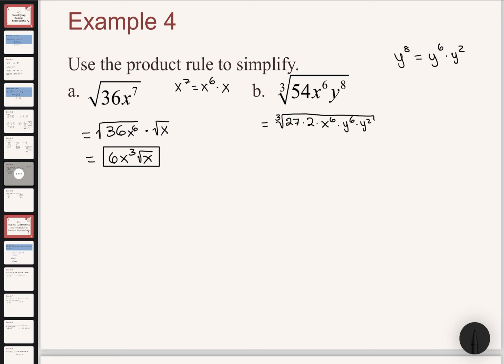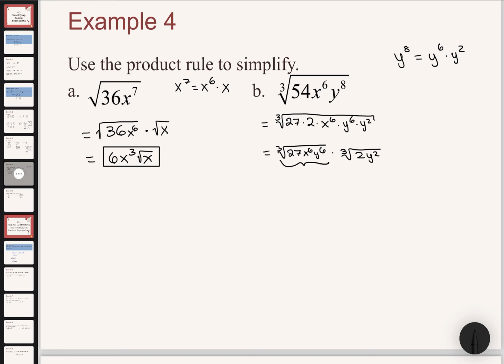All right, stick with me here. Now I want to separate out the things that are perfect cubes into their own cube root. So cube root of 27 x to the 6th, y to the 6th, times everything that was left over, cube root of 2y squared.